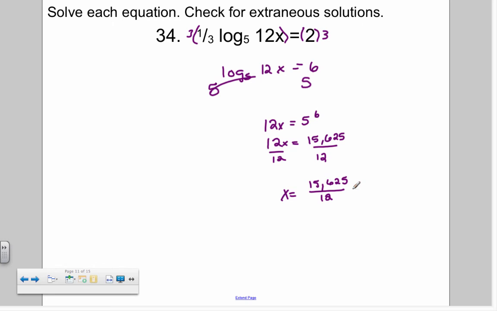So when you don't have a log on both sides, you're going to take the base of the log and use that as a base and make this the new power. That'll cancel out the log.